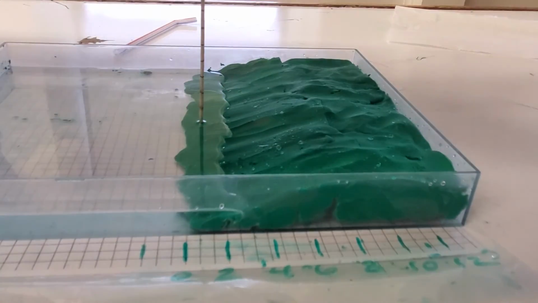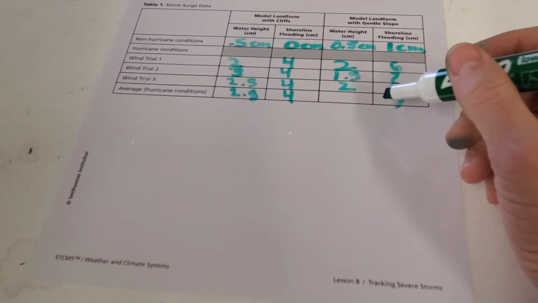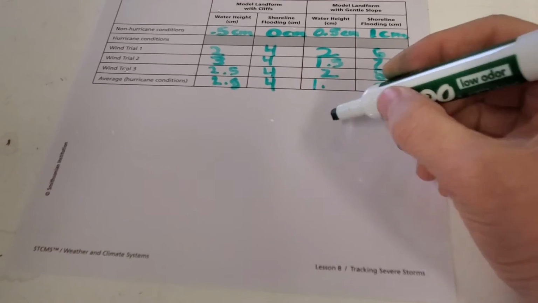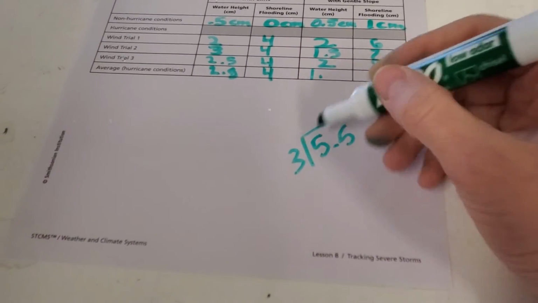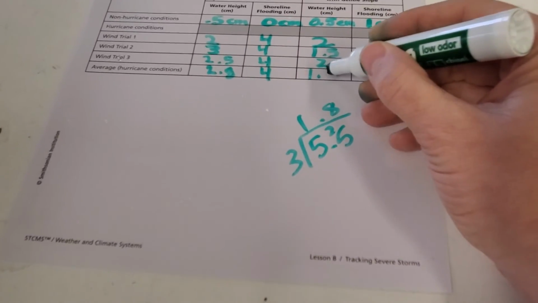All right, let's do some averages. 6 plus 7 plus 8 divided by 3 should be 7. This one though, 4, 5.5 divided by 3. It's going to be 1 point something. Oh gosh, guys. Let's just do the math. 1, 2 left over, 8. Let's just go with 1.8.